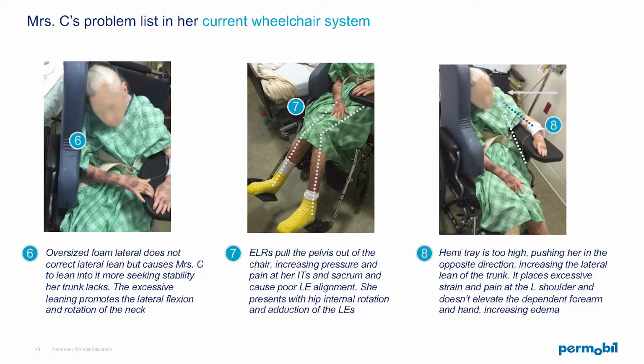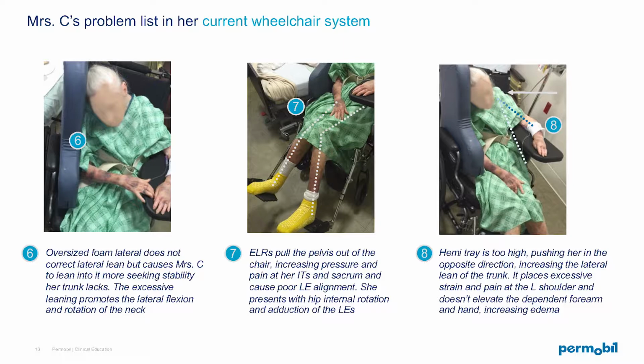So the next issue, the seventh issue, is the use of elevating leg rests. And in courses that I have taught in the past, I talk about the fact that elevating leg rests are really overused, especially in the nursing home setting. And a lot of times they can do more harm than good. And unfortunately, I can't get into all the reasons right now.